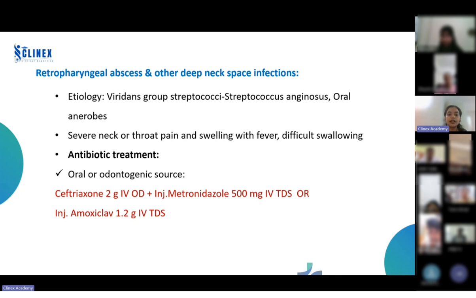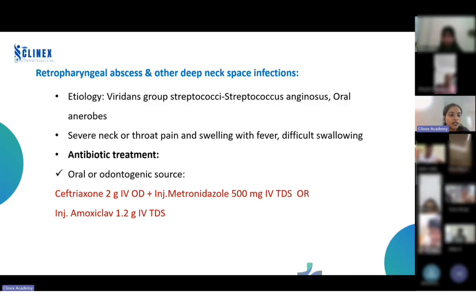So Streptococcus anginosus is the most common cause of retropharyngeal abscess, and it can also be caused by other oral anaerobes. Your oral cavity has anaerobes present in large amounts, so this can be an etiology for many of the associated infections.